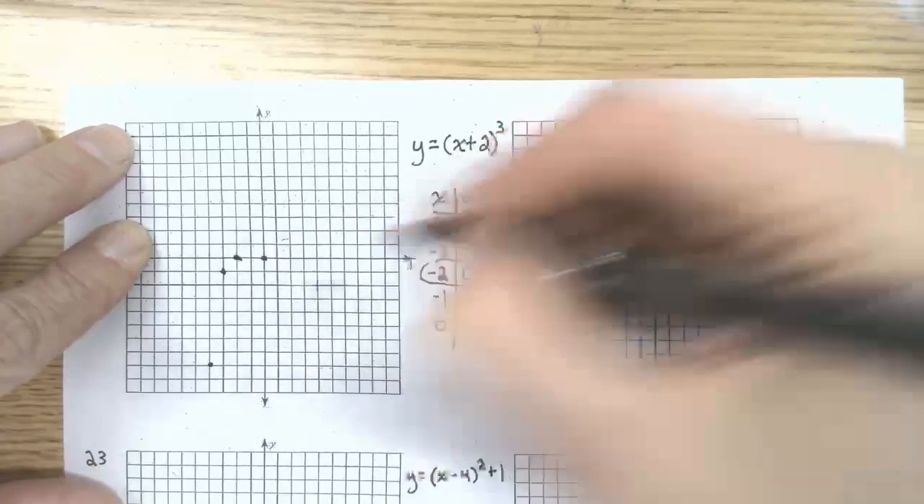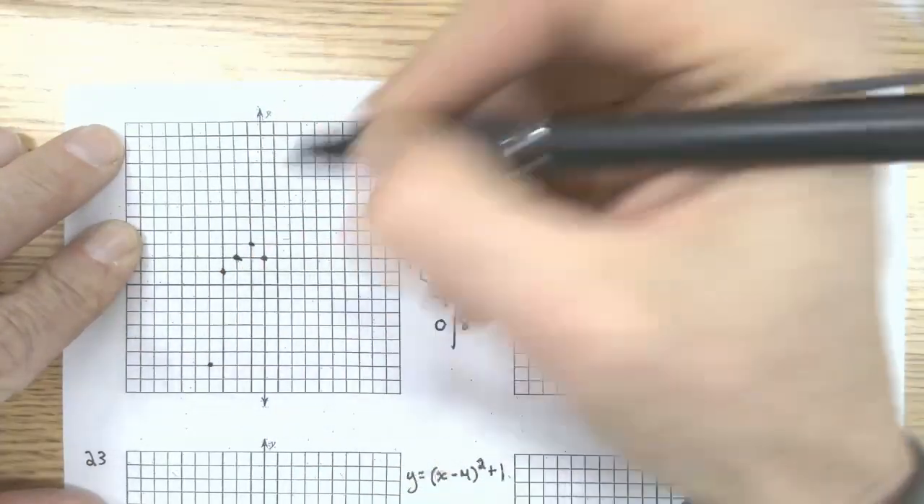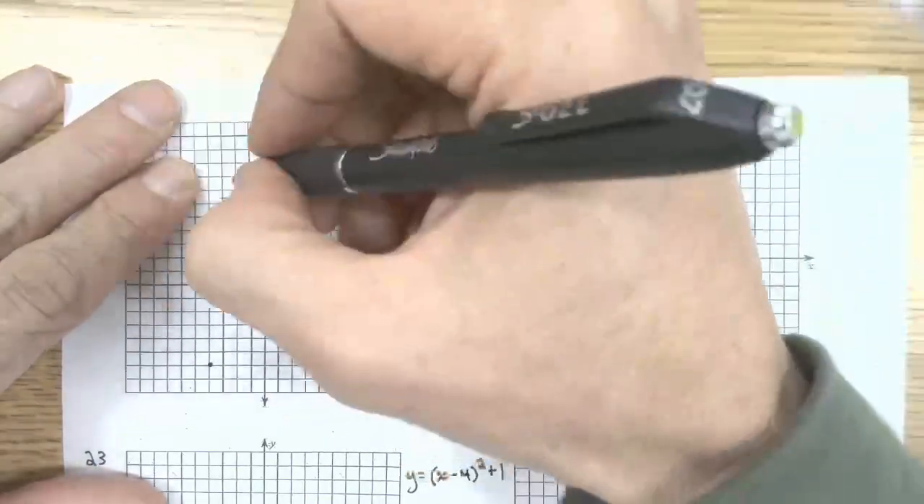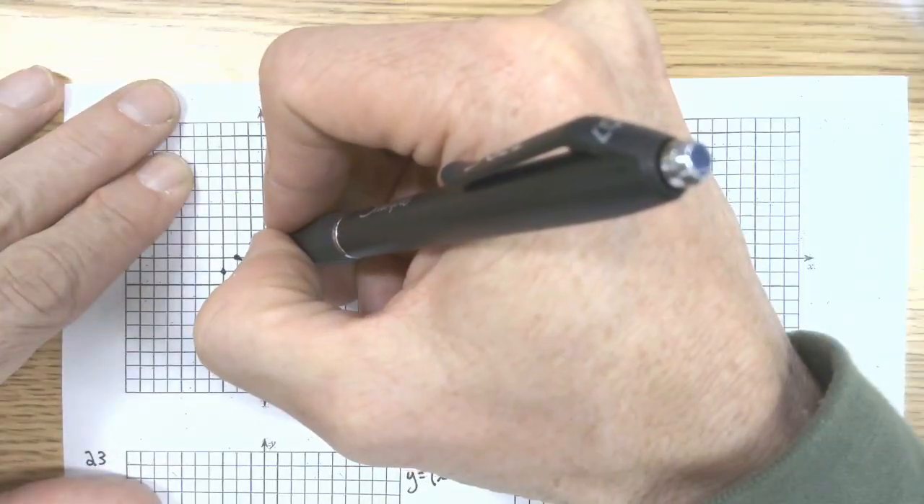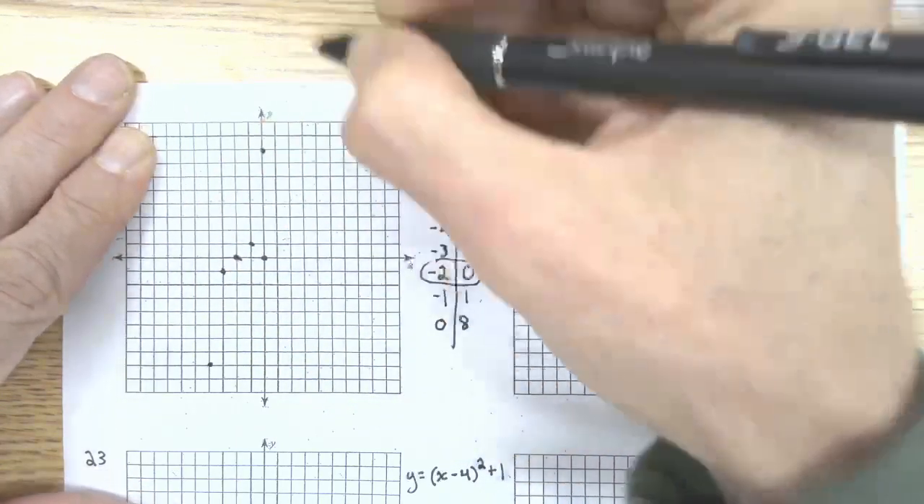All right, and now we'll graph these guys right here. So I have negative 1, 1. And I'm just plotting points right now, right? That's all I'm doing, plotting these points. And 0, 8. So there's my 0, 0 point. I go up 8, draw the dot.